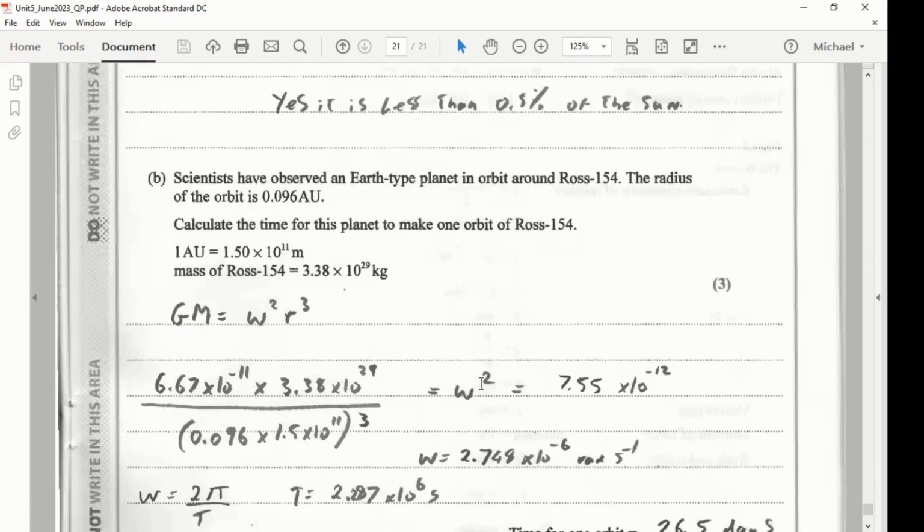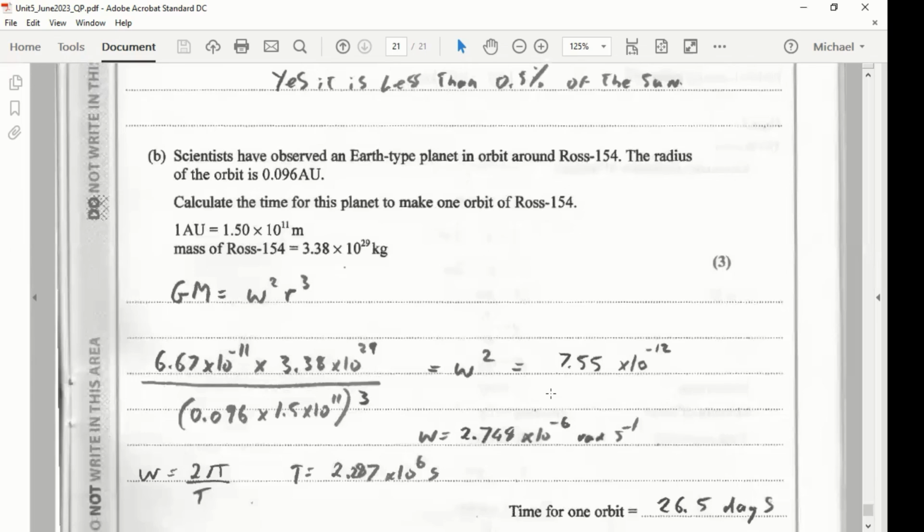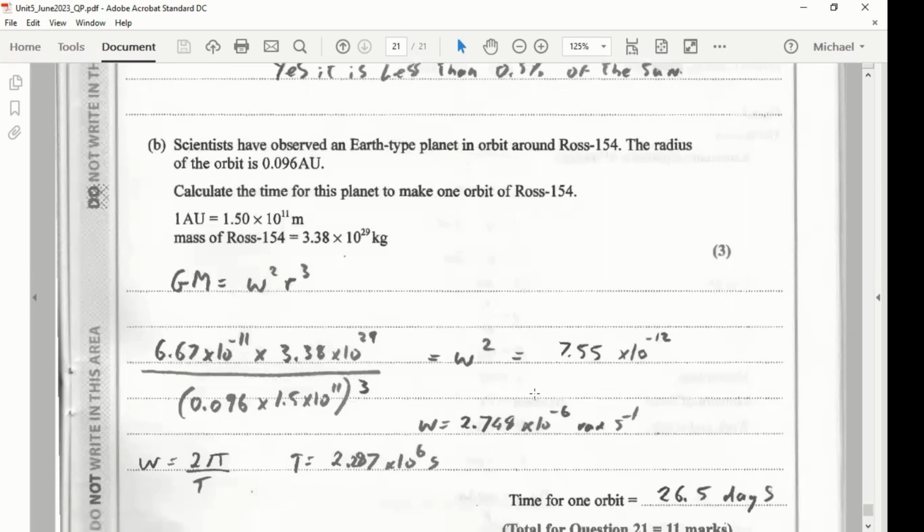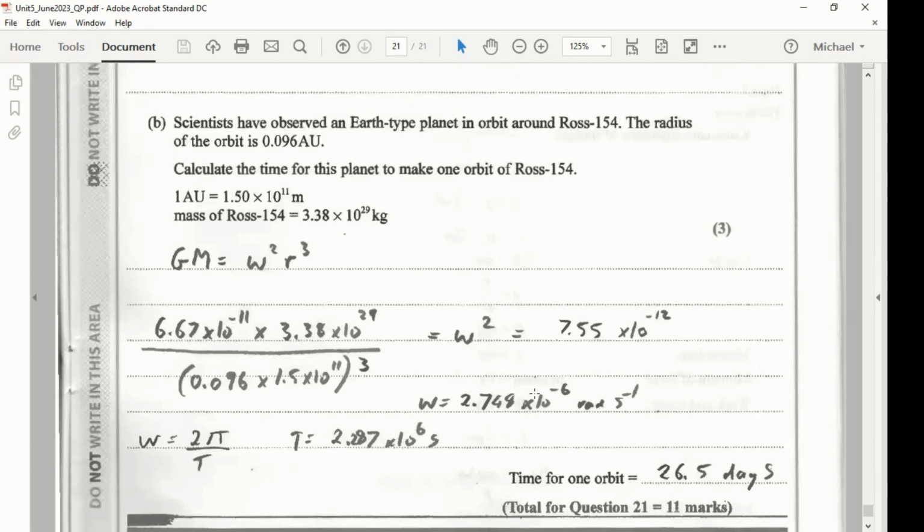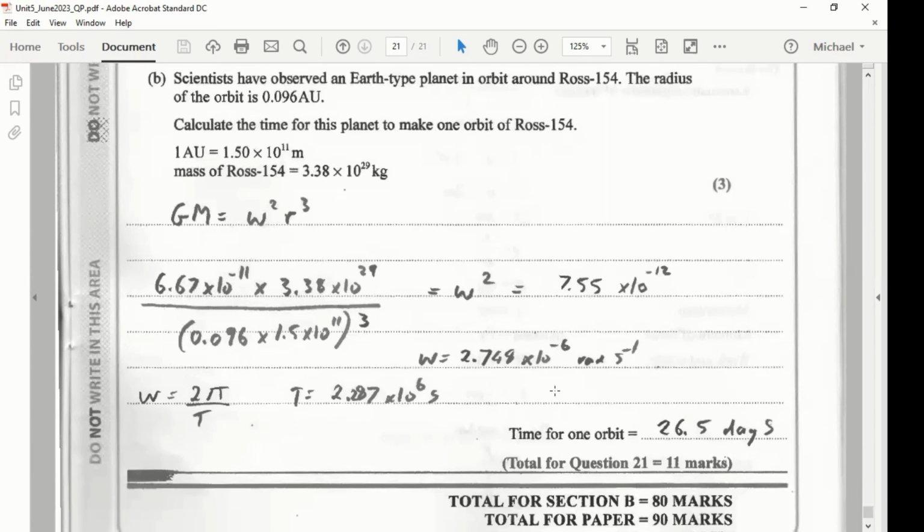You'll then square root that number, and you get omega, 2.748 times 10 to the minus 6. Omega is 2 pi over T, so 2 pi over omega will give you T, about 2.2 million seconds. I don't like that, so I've turned it into days. It's about 26.5 days. That is the last question, and it's not very demanding at all, frankly.